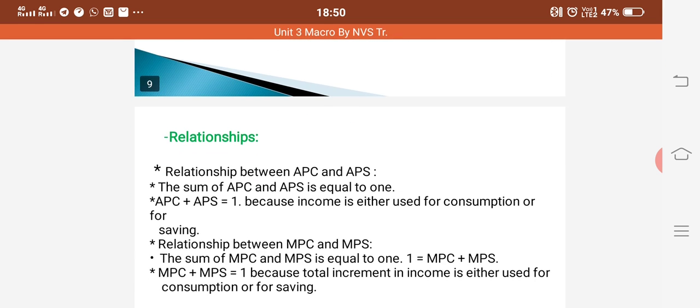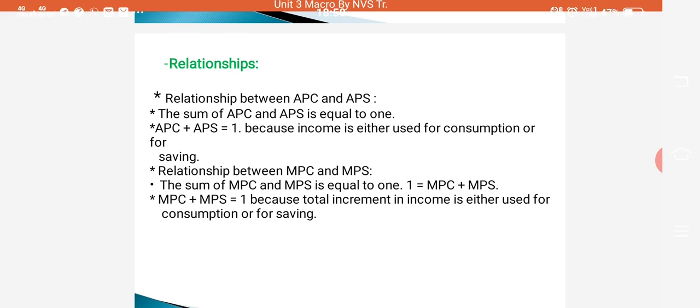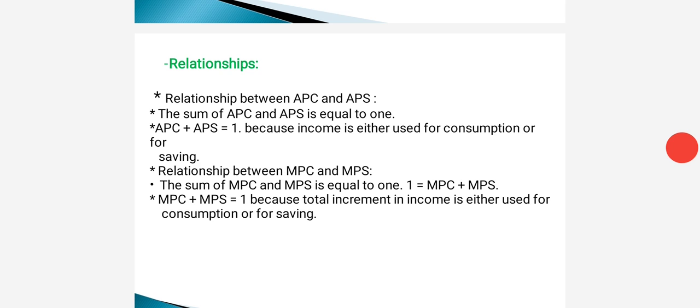Understand it? Now the relationship between APC and APS: the sum total of APC plus APS is equal to 1, because income is either used for consumption or for saving. We have already discussed it. Now the relationship between MPC and MPS is also the same: the sum of MPC plus MPS is equal to 1. We can say 1 is equal to MPC plus MPS, MPC is equal to 1 minus MPS, or MPS is equal to 1 minus MPC.